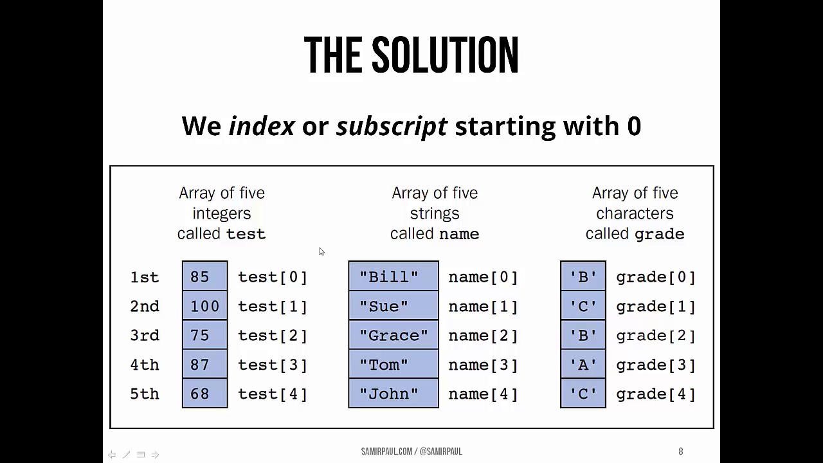Okay, test sub 0. Test sub 1 is 100. Name sub 3 is Tom. Grade sub 1 is C. And now notice we index starting at 0. That's a really important language feature, something you definitely want to remember, because if you lose track of it and you end up trying to access something outside the bounds of an array, you're going to have a bad time.